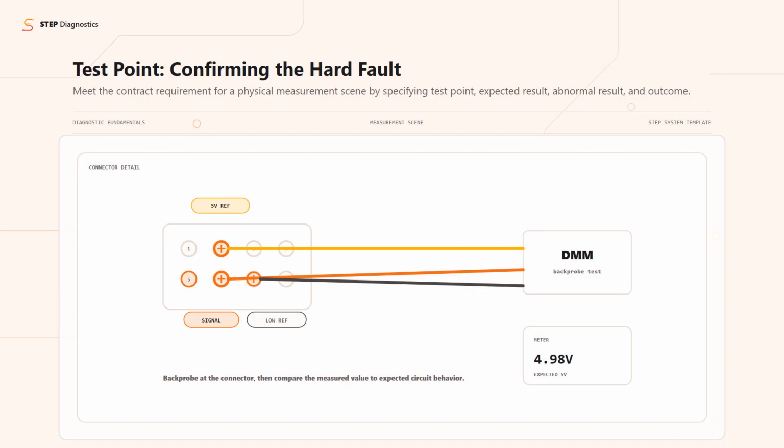Expected: a normal in-range voltage, typically mid-scale. Abnormal: pegged high, close to 5 volts, or low, near 0. Recording this at the test point proves whether the failure is real or a wiring issue, and exactly which side of the circuit needs tracing.